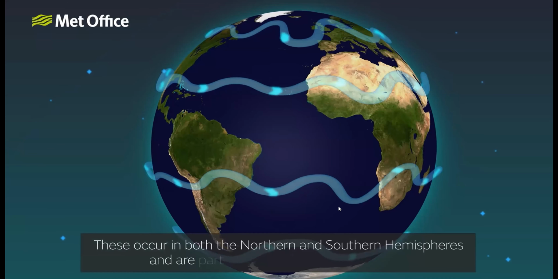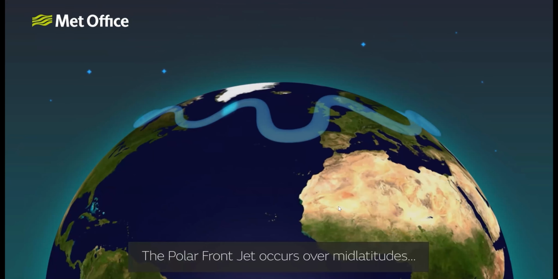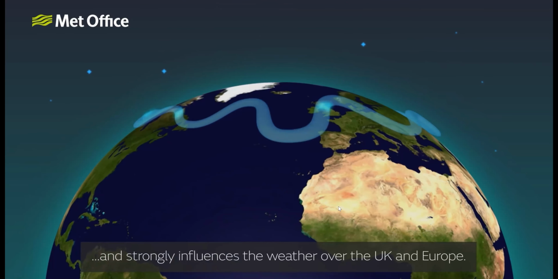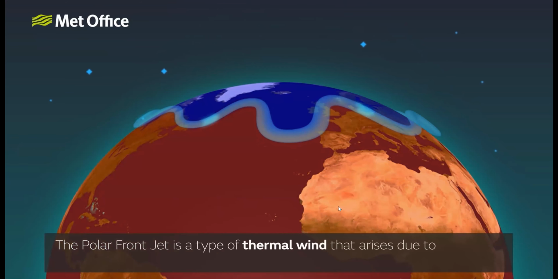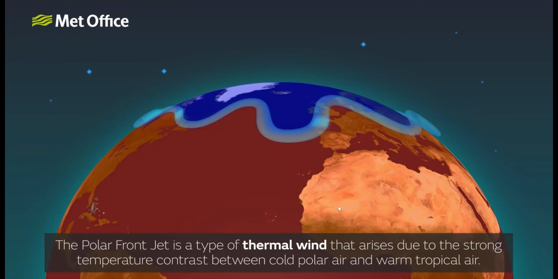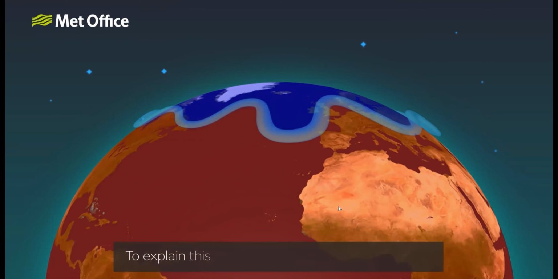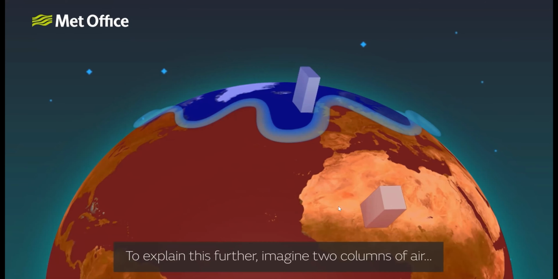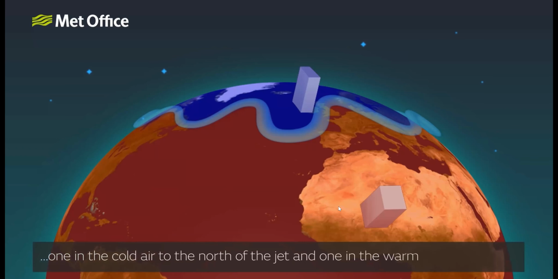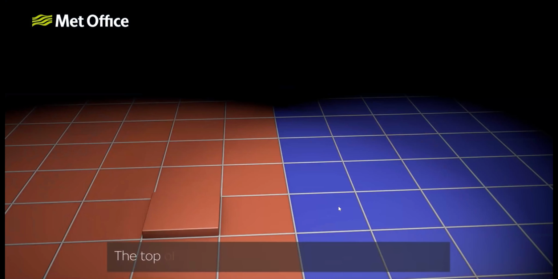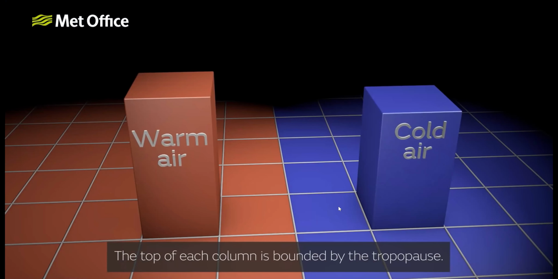These occur in both the northern and southern hemispheres and are part of the larger global circulation. The polar front jet occurs over mid-latitudes and strongly influences the weather over the UK and Europe. The polar front jet is a type of thermal wind that arises due to the strong temperature contrast between cold polar air and warm tropical air. To explain this further, imagine two columns of air, one in the cold air to the north of the jet and one in the warm air to the south. The top of each column is bounded by the tropopause.